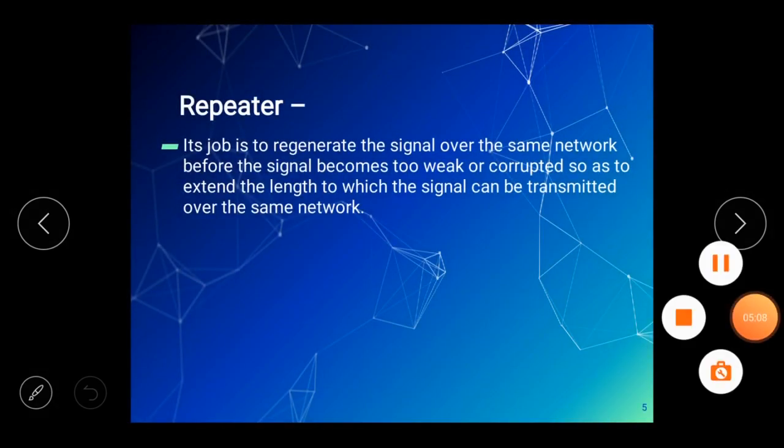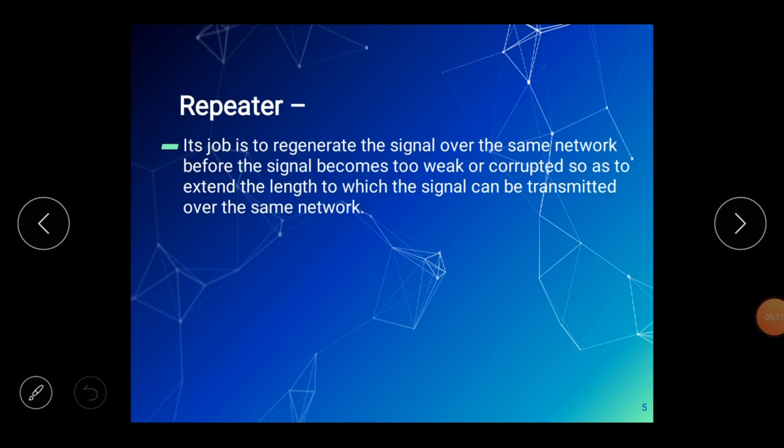Now we have a few network devices that we use in the network in order to transmit data. As we discussed in our last session, there are various types of network available: local area network, campus area network, personal area network, metropolitan area network and wide area network. When we transfer a signal from one network to another, or from one system to another, some devices are required to complete the communication, and those devices are known as network devices.